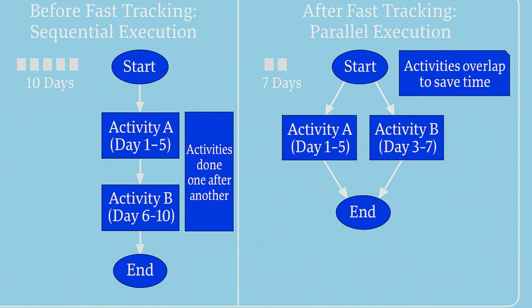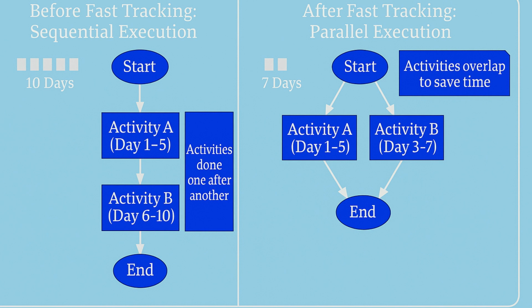After fast tracking gets applied, parallel execution takes place where activity A and activity B get executed simultaneously. Both activities run in parallel and then they converge at the end. Activity A takes 5 days. Activity B starts on day 3 while activity A is still going on and ends on day 7. So in total, it takes 7 days due to the overlap of 3 days between activity A and activity B. Overlapping activity shortens the project duration without changing the deliverables. You can reduce the schedule length significantly if dependencies allow partial overlap.